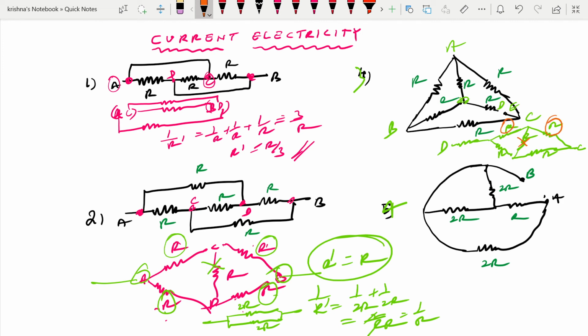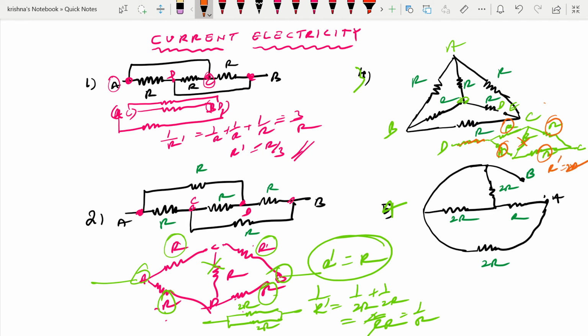R and R in series, R and R in series. R plus R is 2R, R plus R is 2R. It is 2R in parallel. Just as before, the effective resistance is R. This R is also in series, R and R, so R dash will be 2R.